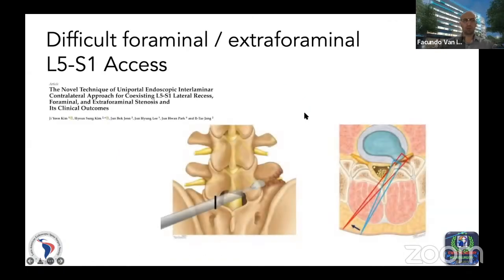And there's a relatively new kind of approach, a contralateral interlaminar approach, that allows us to treat lateral recess and foraminal pathology from the other side while using the same techniques that we learned in the interlaminar approach.